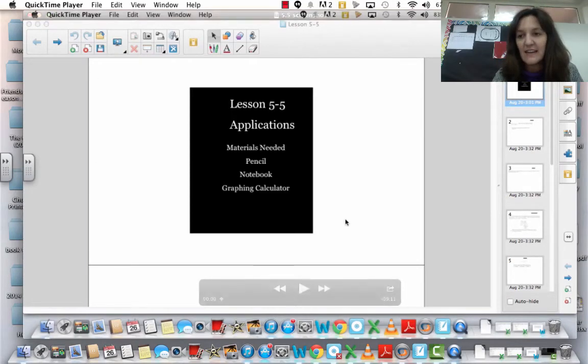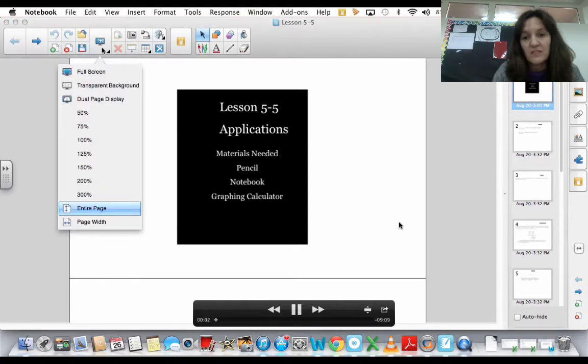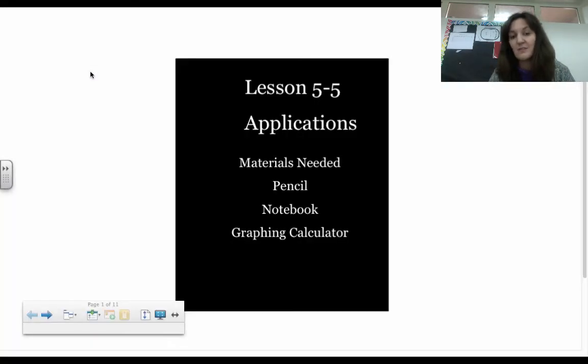So here is lesson 5.5. This is applications. This is going to be very similar to lesson 5.1, where we started with applying the formulas. So you're still going to use the same formulas, but now we're going to work backwards. We're going to have different things that we're solving for. Anyway, so that's what we're doing.